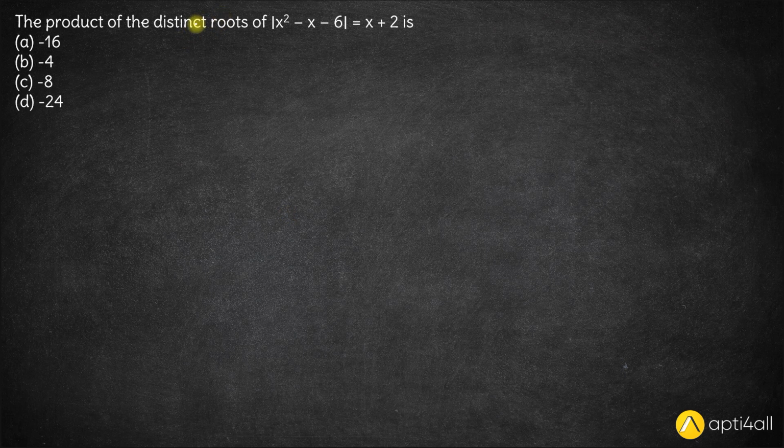Hi, here we have to figure out the product of distinct roots of this equation. Now we have mod of this thing. Now x square minus x minus 6 can be factorized as x minus 3 into x plus 2 using the splitting the middle term method, right, that we learned in quadratic. So this is how you can factorize this, and this is equal to x plus 2.